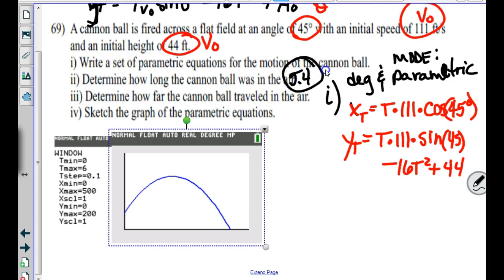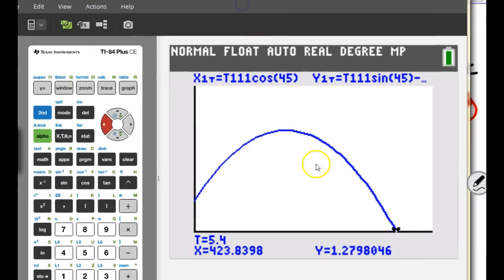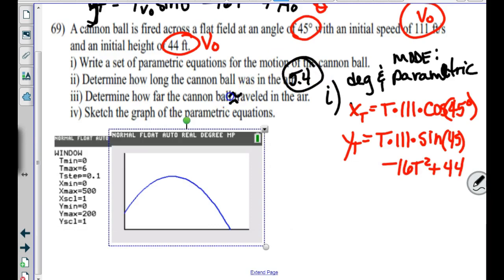How far did it travel? How far traveled in the air? Well, that's a weird question. I'm going to go with how far away did it land? How's that? It landed 420, almost 424 feet. And sketch we did.